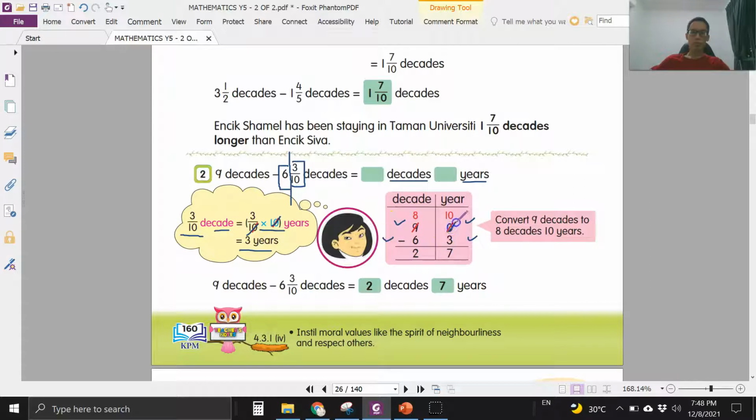This one, borrow 1 decade, you get 10 years. 9 minus 1 is 8. 10 minus 3 is 7. 8 minus 6 is 2. So you get 2 decades, 7 years.